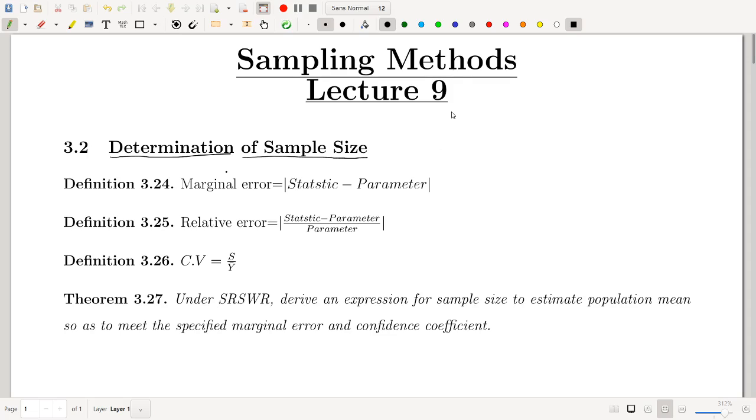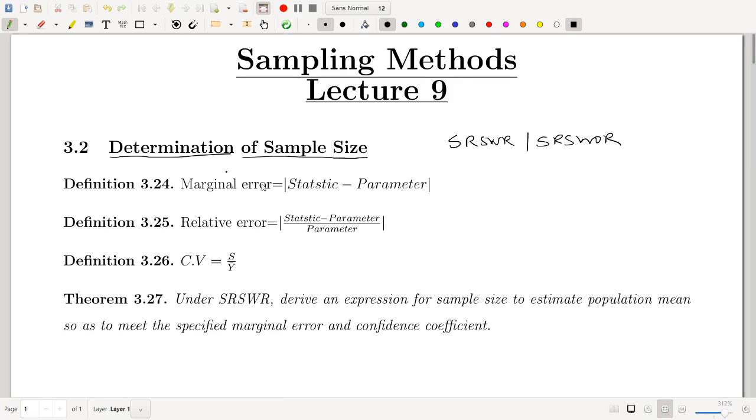Now, suppose we had decided to use simple random sampling with replacement or simple random sampling without replacement, any one method for our study. Then, what will be the sample size which represents the population? How many samples do we have to take so that the sample must be representative of the population? So in this lecture we are going to see the determination of sample size.